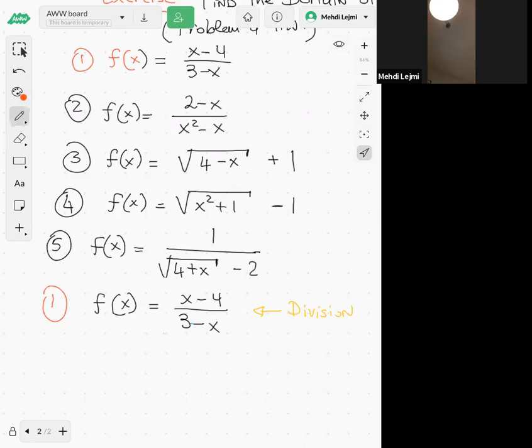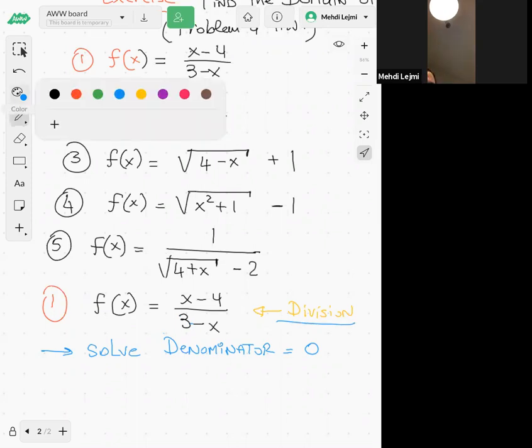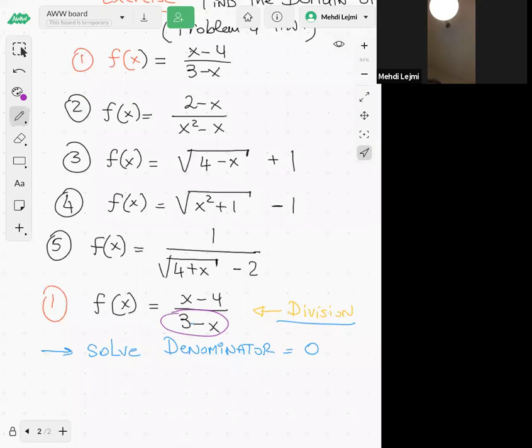So we have to solve denominator equal to 0, because the denominator cannot be 0, right? If you have a division, just solve denominator equal to 0. So what's my denominator? Well, it's the 3 minus x, that's the whole denominator. So we have to solve 3 minus x is equal to 0. We can just add plus x to both sides.